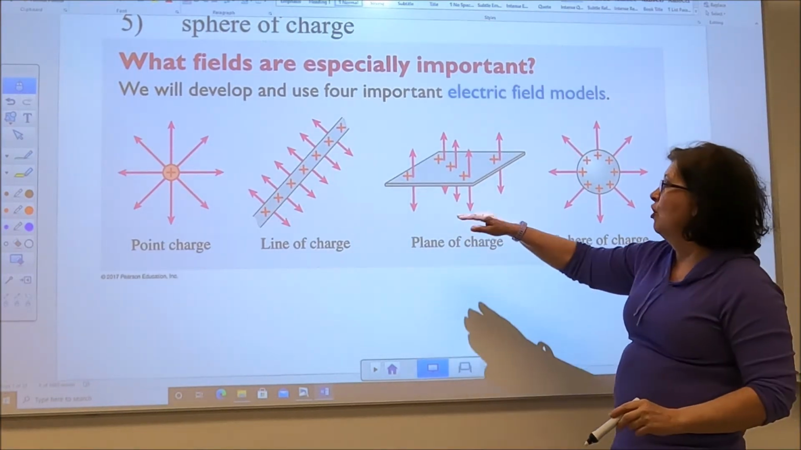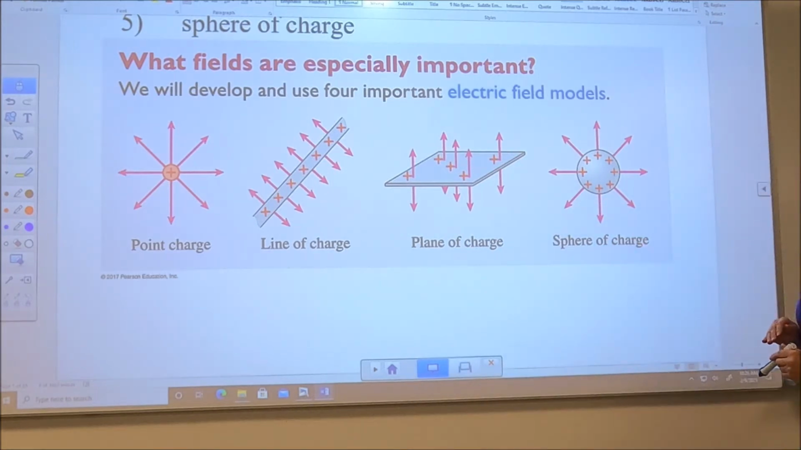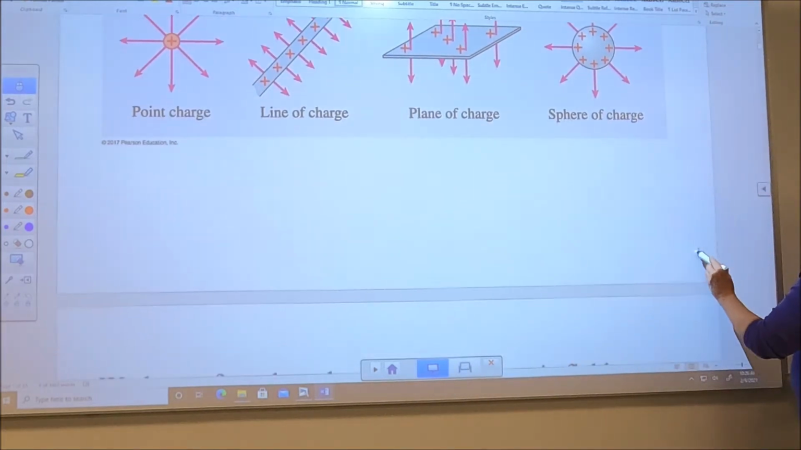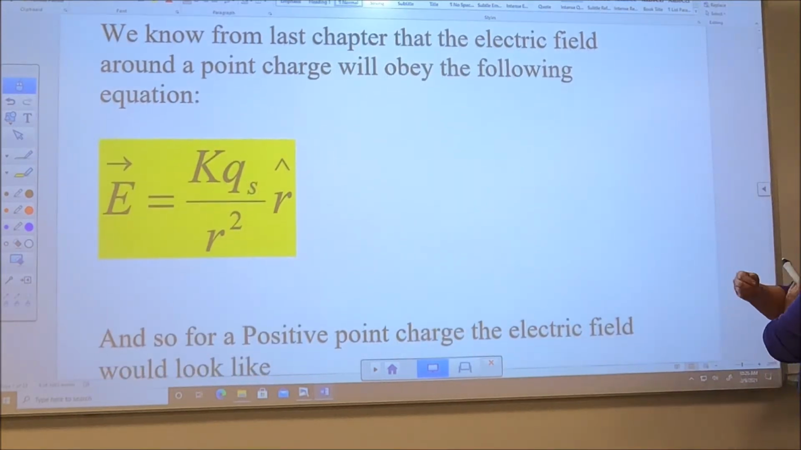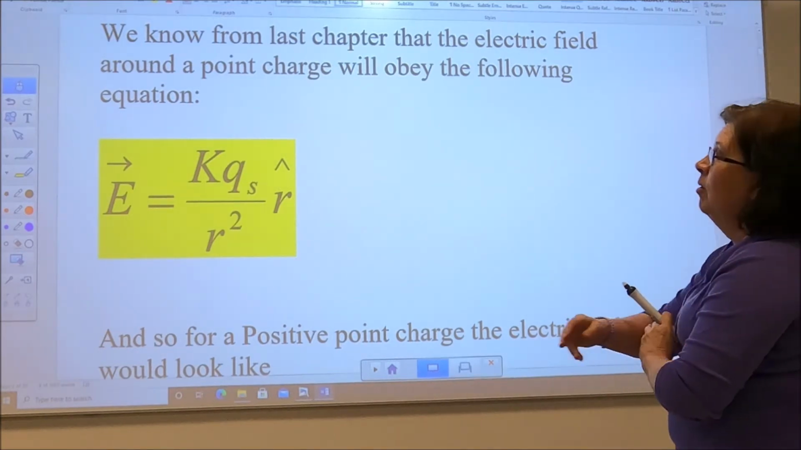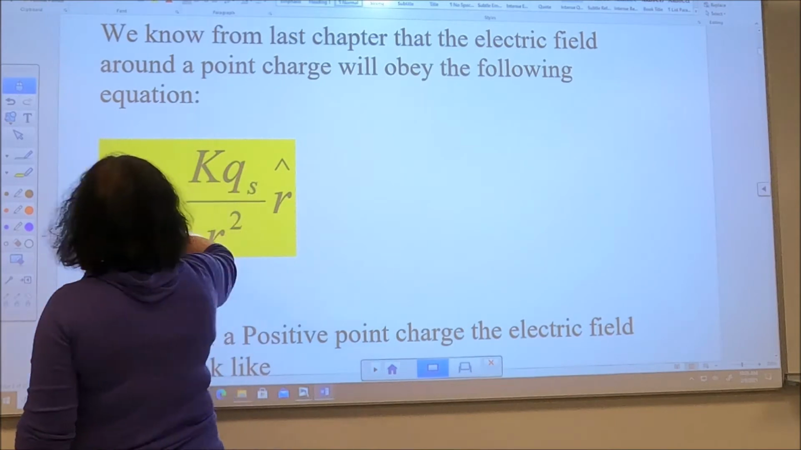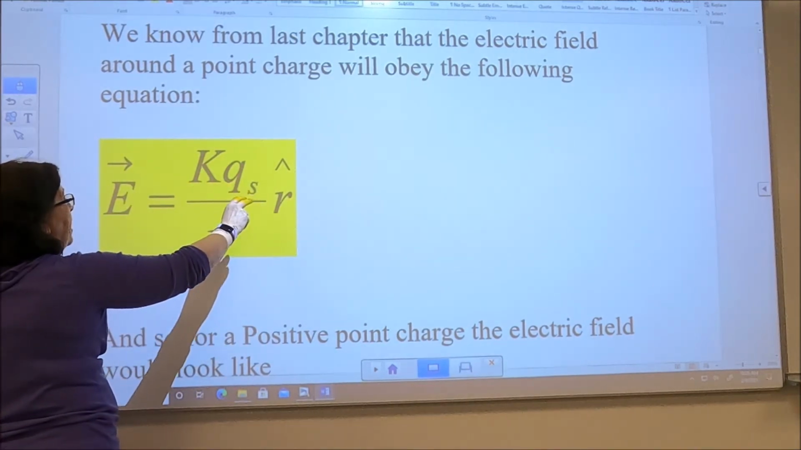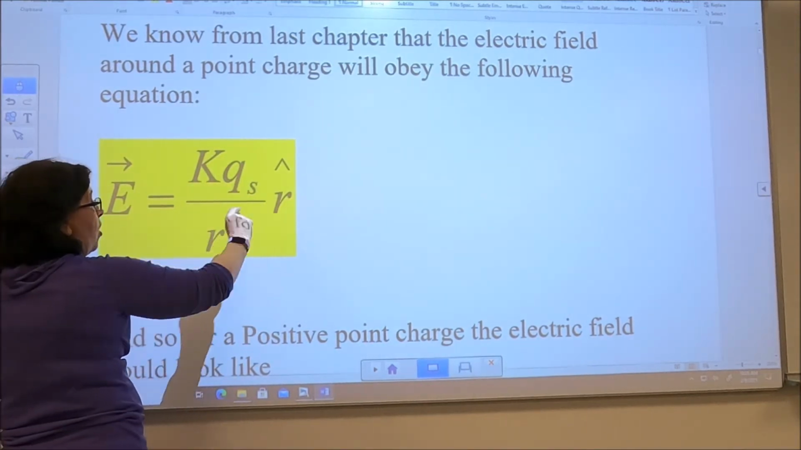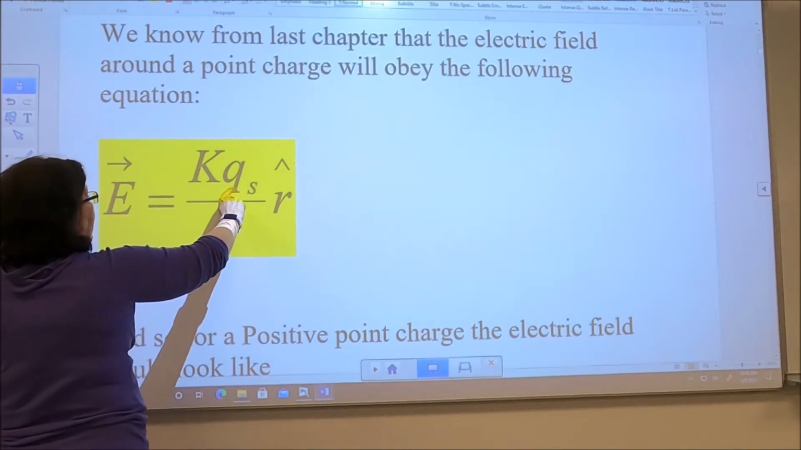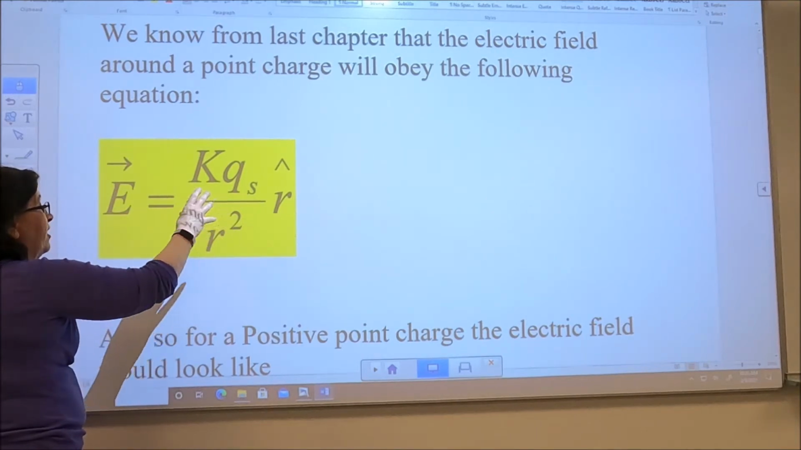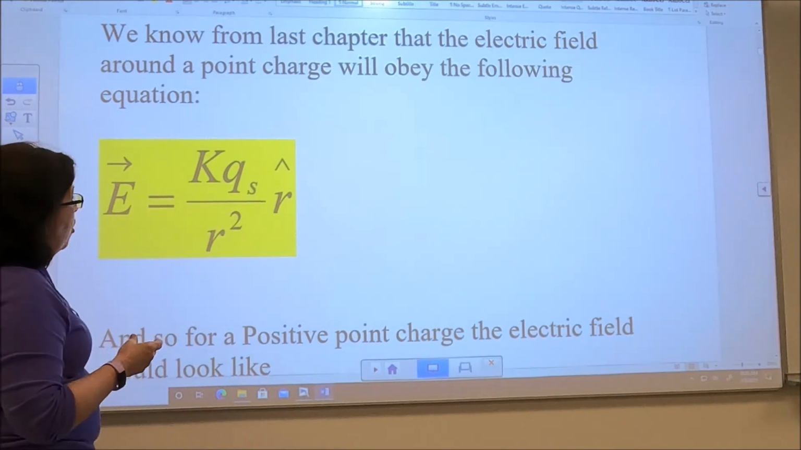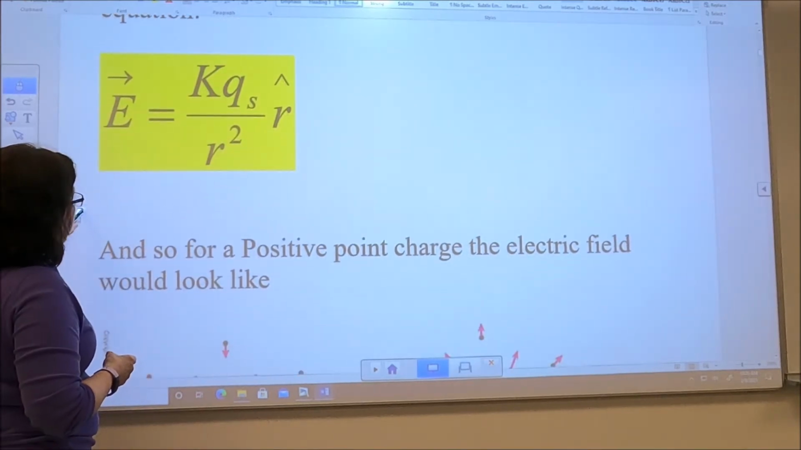Point charge, line of charge, plane of charge, sphere of charge. Now, recapping, in last semester we know that the electric field caused by a single point charge uses the following equation. The electric field is equal to k Q_S over r squared, r hat, where r hat is the unit vector. If it is a positively charged source charge, then the electric field is going to point away from it. If it's a negative point charge, it's going to point in toward it.